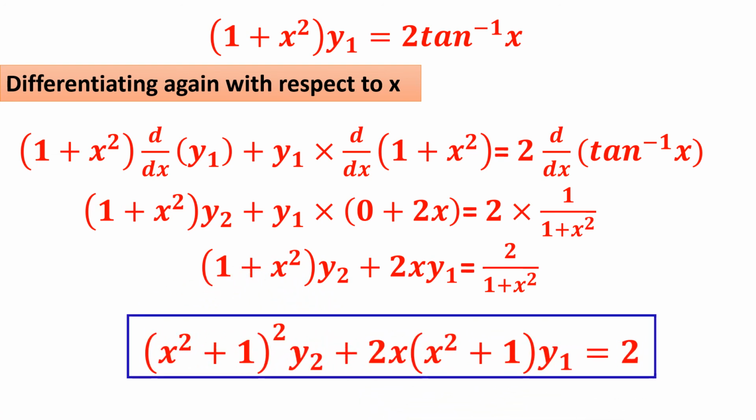Again multiply throughout by 1 plus x square. The first term will become 1 plus x square the whole square into y2. The second term will become 2x into x square plus 1 into y1, is equal to 2. Multiplying the whole equation by 1 plus x square. Highly interesting. We have done the first derivative, cross multiplied and kept it convenient for us to do the second derivative. After the second derivative, once again we multiplied throughout by 1 plus x square. We got the answer directly.